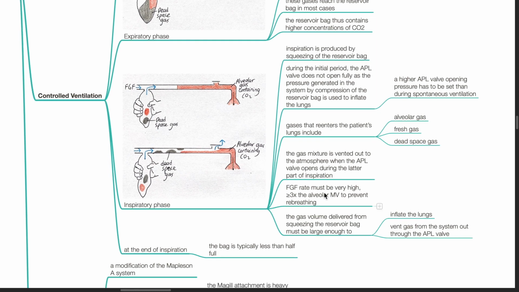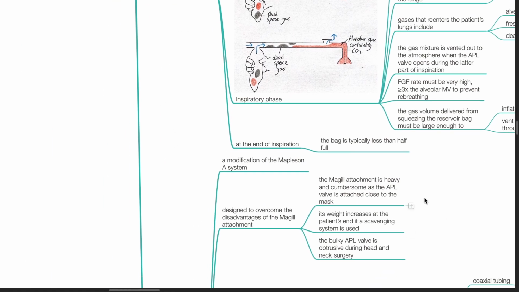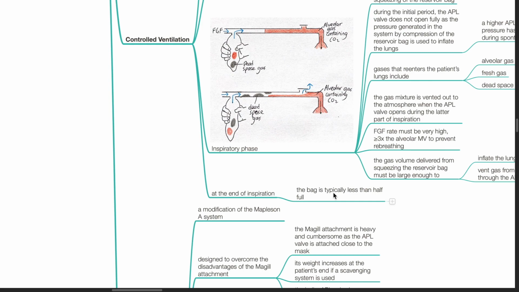The fresh gas flow rate must be very high, 3 times or more the alveolar minute ventilation, to prevent rebreathing. The gas volume delivered from squeezing the reservoir bag must be large enough to inflate the lungs and vent gas from the system out through the APL valve. At the end of inspiration, the bag is typically less than half full.